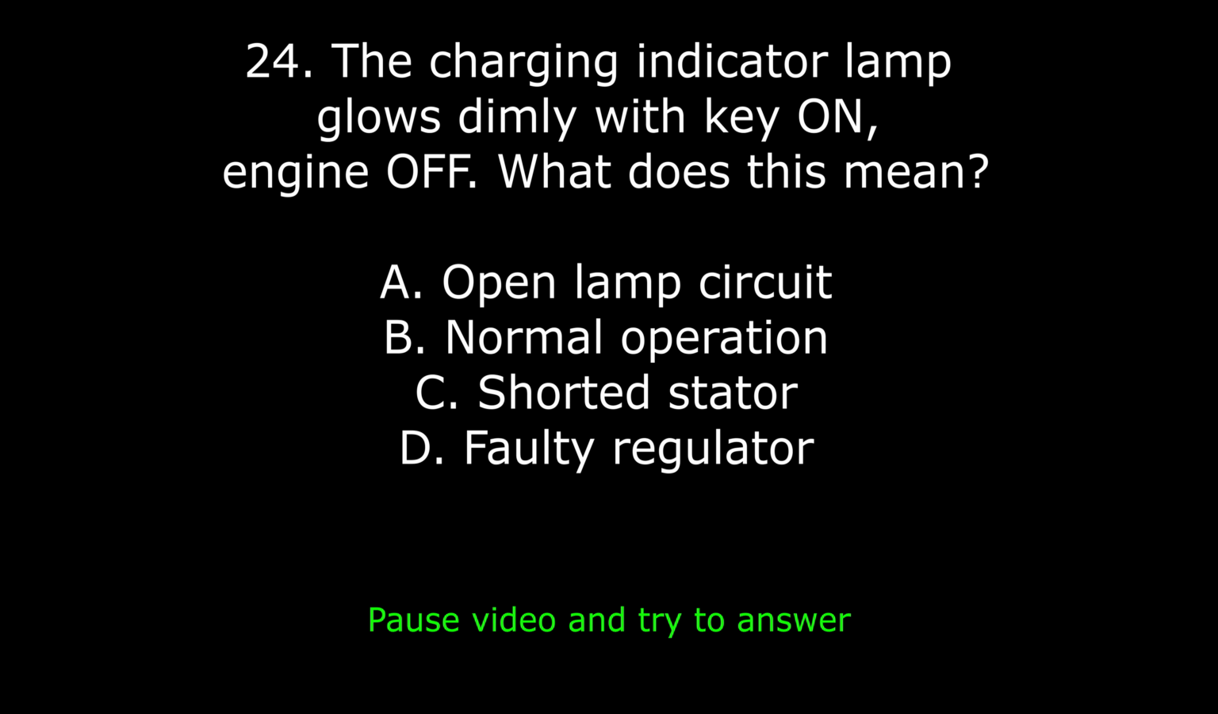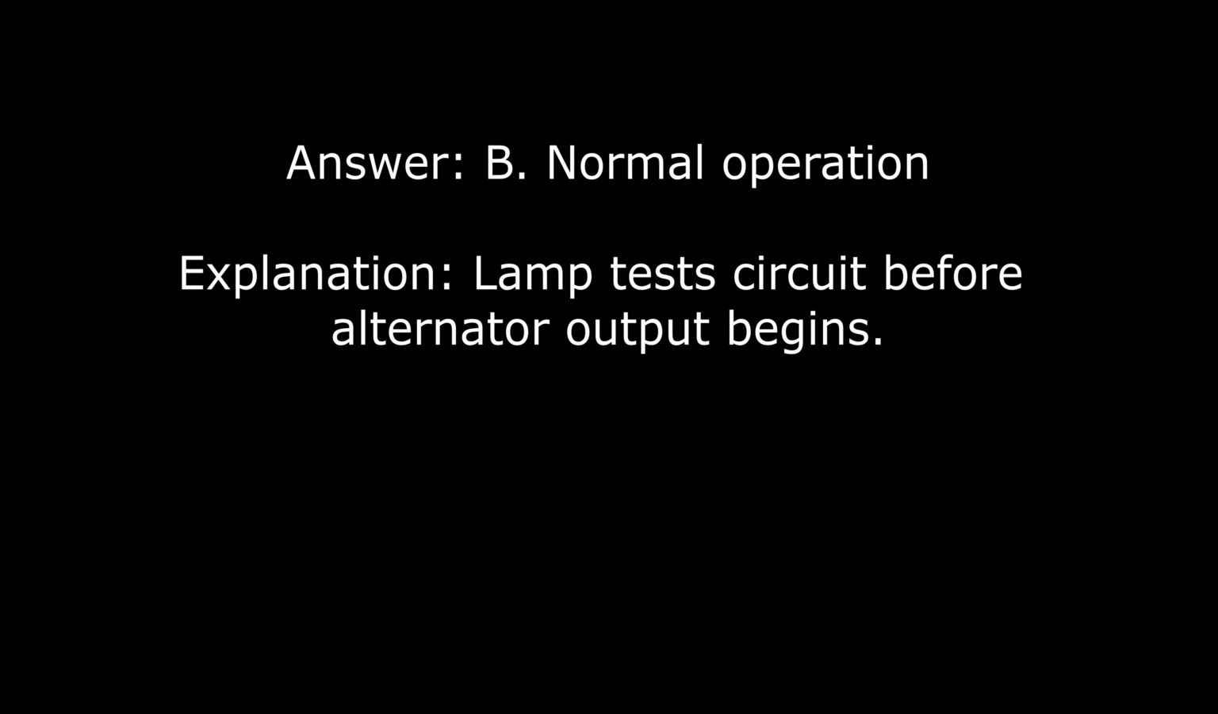24. The charging indicator lamp glows dimly with key on, engine off. What does this mean? A. Open lamp circuit. B. Normal operation. C. Shorted stator. D. Faulty regulator. Answer: B. Normal operation. Explanation: lamp tests circuit before alternator output begins.